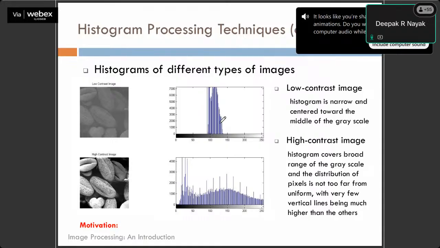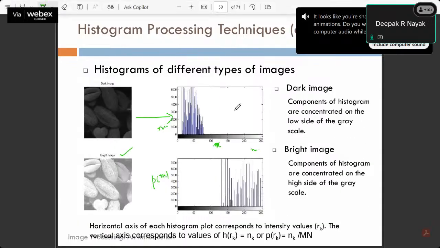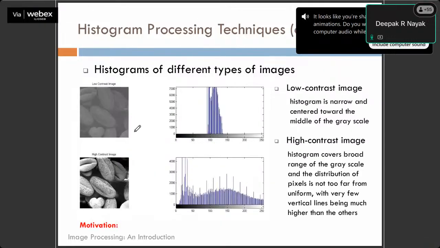Now I'll show you another case. We've seen two cases: one is a darker case and one is a brighter case. I'll show you another case, the low contrast image. What do you mean by low contrast image? We already discussed that it is when the dynamic range of the image is very small, and you can see for this image, the range is from here to here. The range is very low.